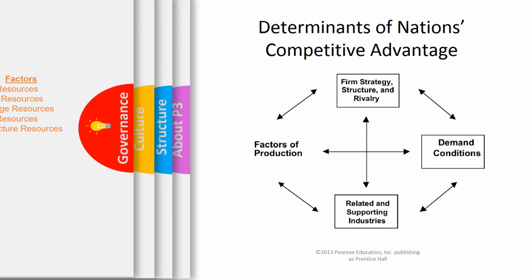Now, these are the major determinants in the model, but they're not the only ones. The model also shows that there are 2 extra determinants that can influence any or all of the 4 determinants, and these are government policy and chance conditions. So let's look at each.